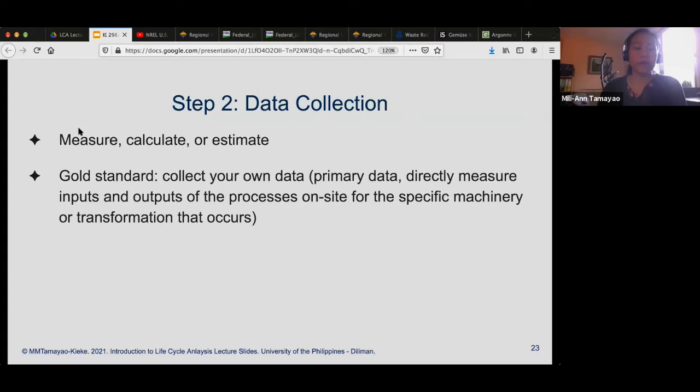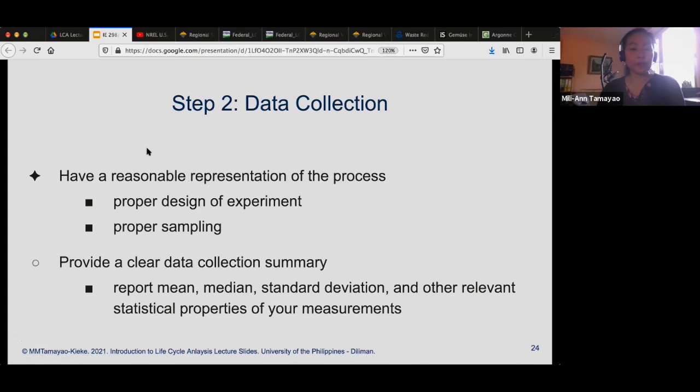Step 2. So you can either measure, calculate, or estimate, or source from reliable data sources. But again, the gold standard is for you to collect your own data. Primary data is directly measured inputs and outputs of the processes, on the site or for the specific machinery or transformation that occurs. You have to have a reasonable representation of the process, and to have this, you have to have proper design of experiment and proper sampling, and you have to be able to provide a clear data collection summary. And this could include descriptive statistics such as the mean, the median, standard deviation, and other relevant statistical properties for your measurements.